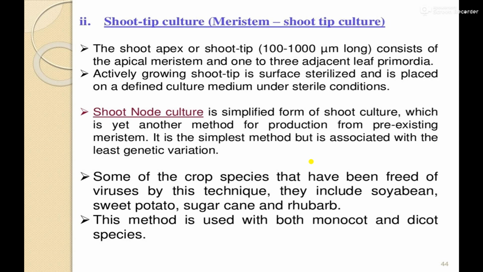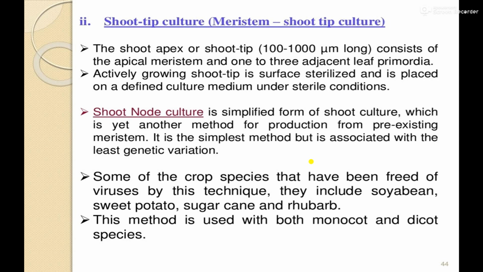Shoot node culture is a simplified form of shoot culture, which is yet another method for production from pre-existing meristem. It is the simplest method, but it's associated with the least genetic variation. Some of the crop species that have been freed of viruses by this technique include soybean, sweet potato, sugarcane, and rhubarb. This method is used with both monocot and dicot species.